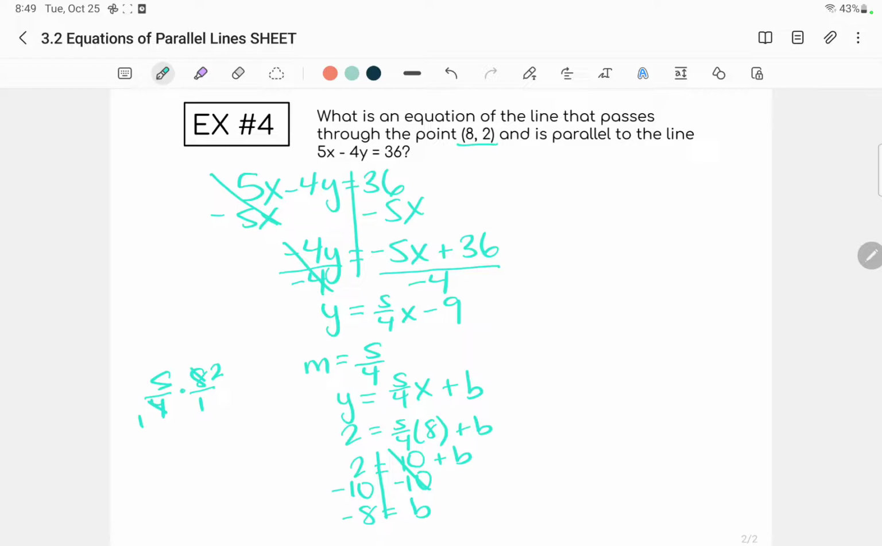So I have my slope. It's right here. I have my b. So finally, I need to plug that all into this format here. This y equals mx plus b. m is 5/4. b is negative 8. And I am done.